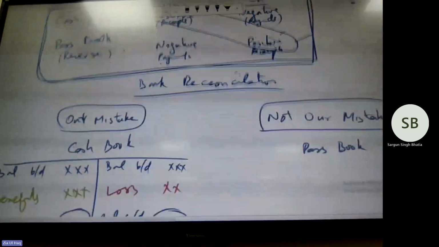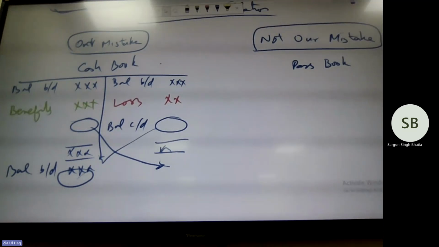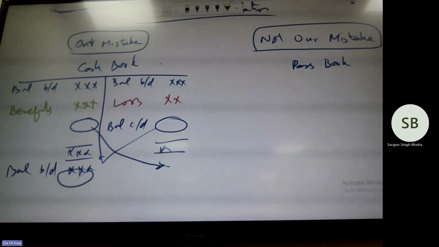In that case, we need to record in the cash book. We need to adjust the cash book. If due to that reason, due to that difference, we are having a benefit, we record on the debit side. If we are having a loss due to that difference, we will record on the credit side of the cash book.